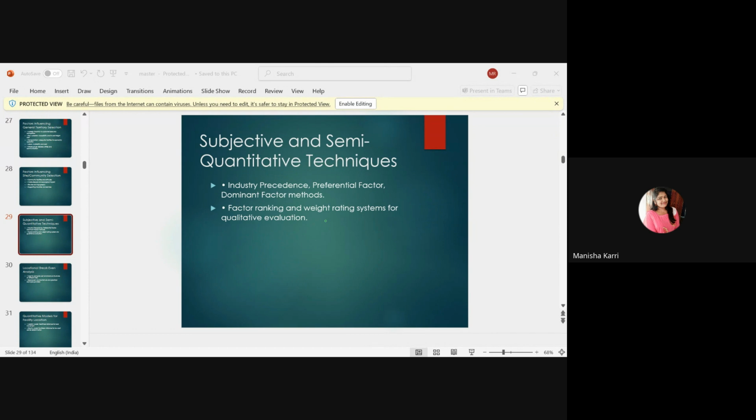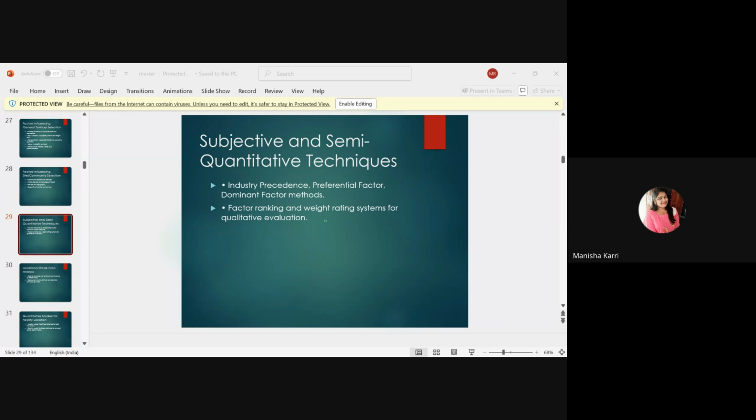The first one is the industry precedence method. What is this? A method where past practices and standards within the industry guide the decision, meaning using historical data and past practices to make a decision. Here companies look at what competitors or similar businesses have done successfully and use that as a benchmark. For example, if most logistics companies locate warehouses very near major highways, a new company may follow the trend to stay competitive.